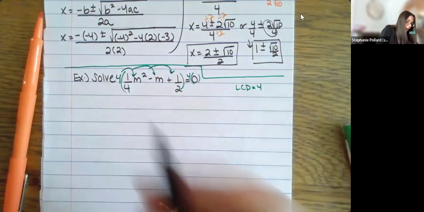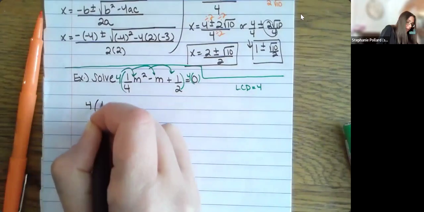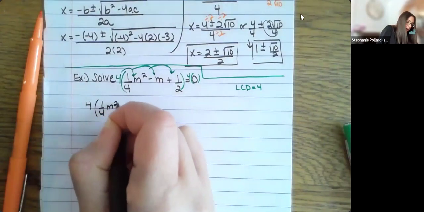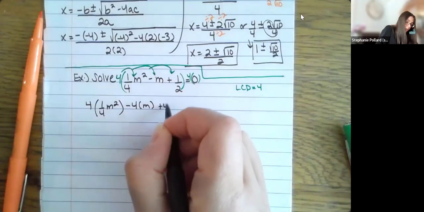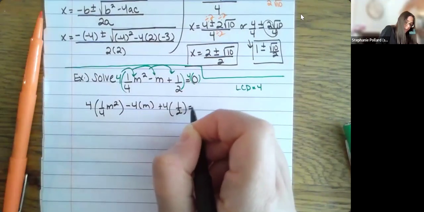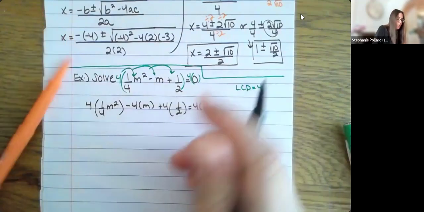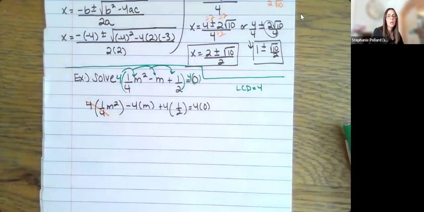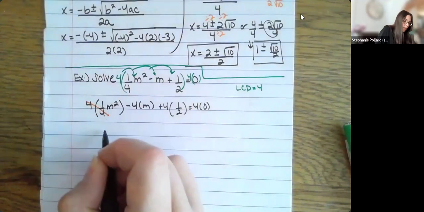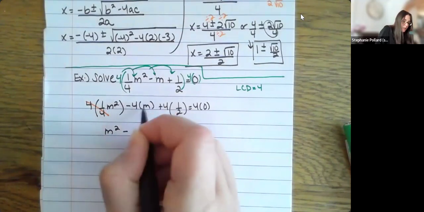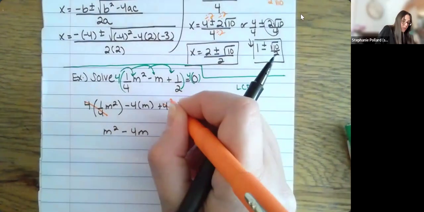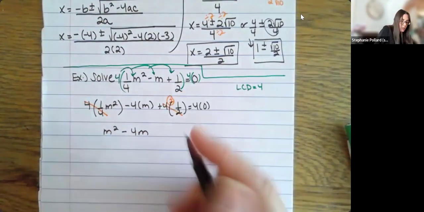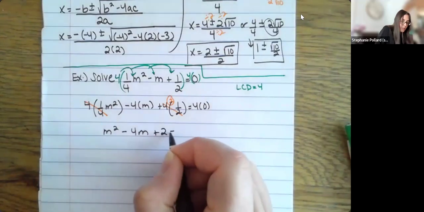So before I do anything, again, my recommendation for everybody is to get rid of those fractions here. So in this case, the 4 over 4 will completely cancel, and you're just left with m squared. Here, there's nothing to cancel, so it's a minus 4m. Here, 4 over 2 is 2, so 2 times 1 is 2, and 4 times 0 is 0.